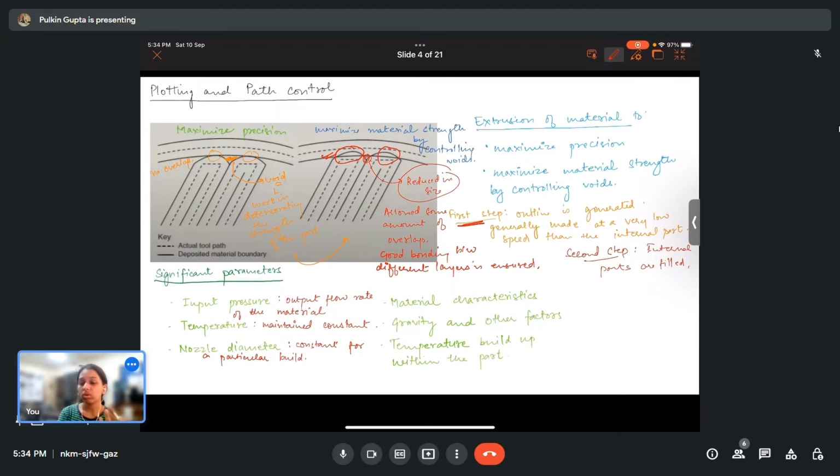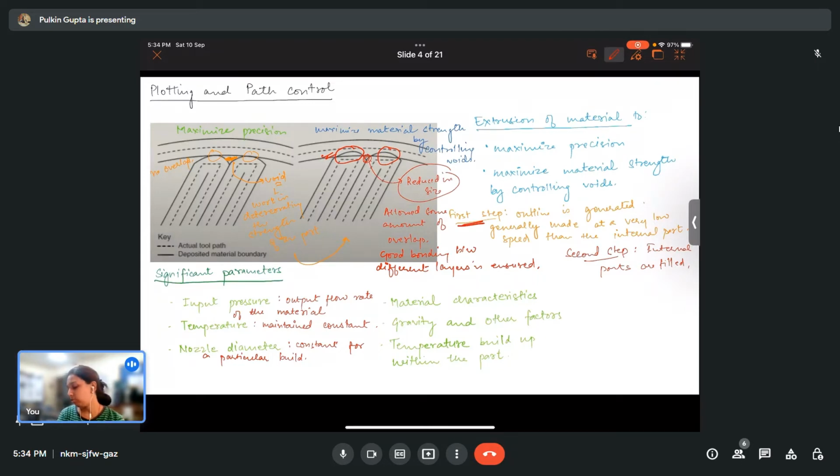Whenever you build any part, the nozzle diameter remains constant for one single operation, at least until you change it for the next one. Systems also allow interchangeable nozzles, so you can vary the nozzle diameter, and that would obviously affect your flow rate, the feature size you can make, and the resolution.